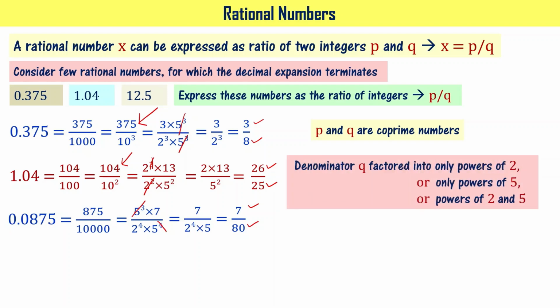So the denominator q, if you observe, that is 8 or 25 or 80, what you are seeing is that it is factored only into 2 in the case of 8. It is factored into only 5 in the case of 25. And it is factored into number 2 and number 5 in the case of 80, right? So the denominator q is factored into only powers of 2, or only powers of 5, or powers of 2 and 5.